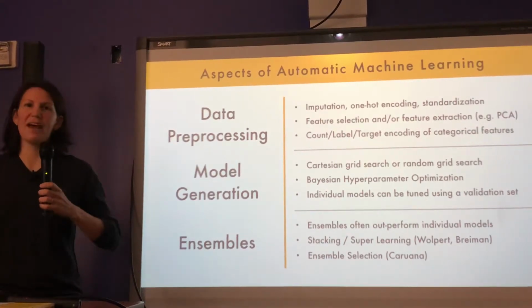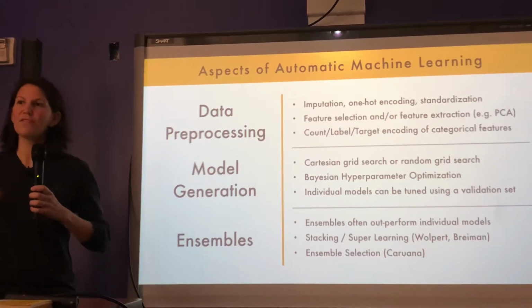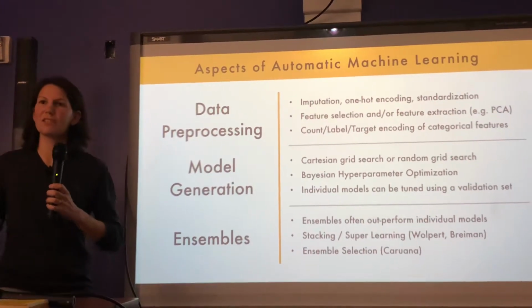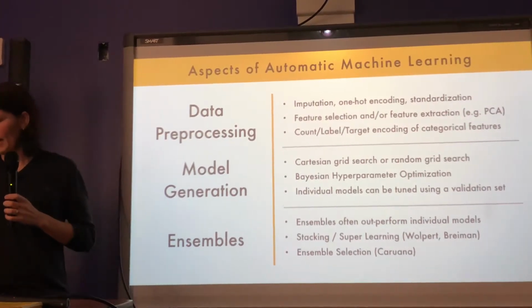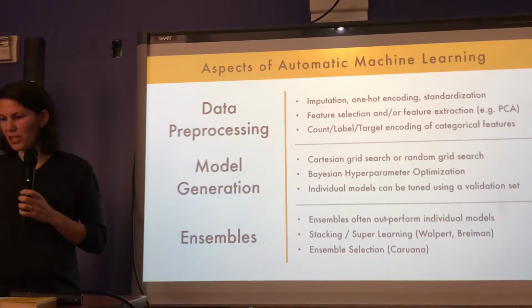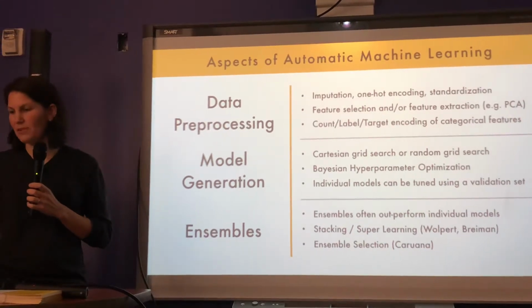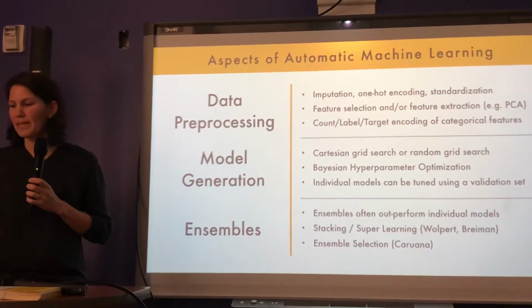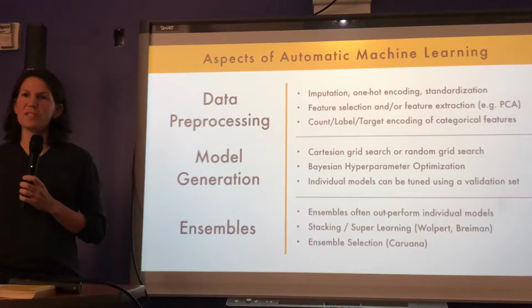So if you're lucky, you don't have this problem, but if you do enough machine learning and data science, you'll run into this problem eventually. Okay, so how can we deal with that? So then in model generation, I've mentioned grid search and random grid search. There's also something called Bayesian hyperparameter optimization.